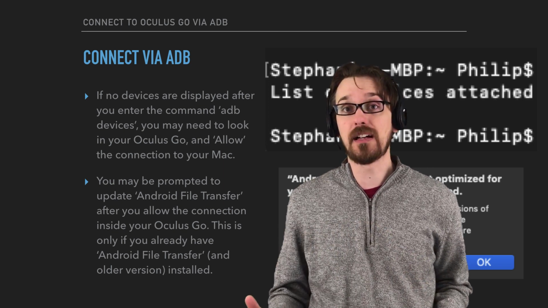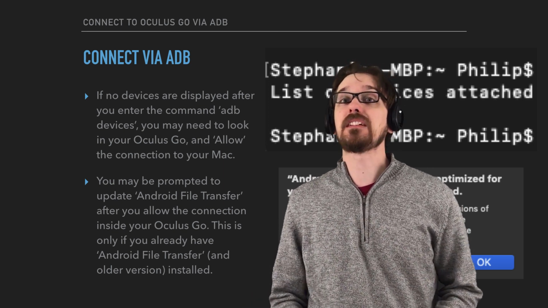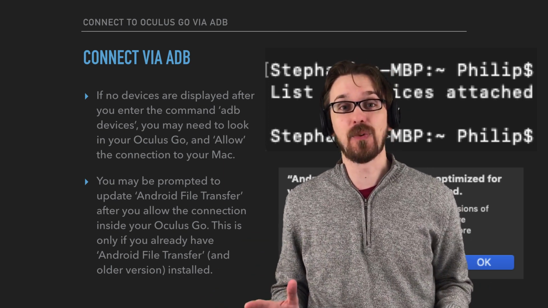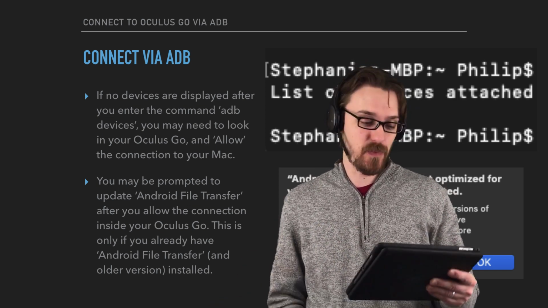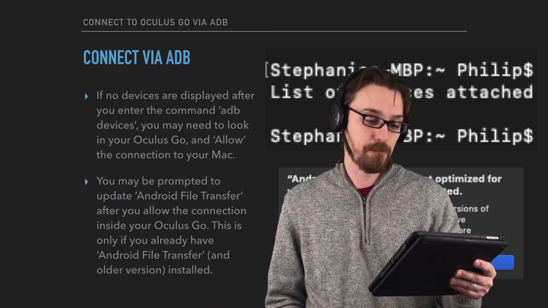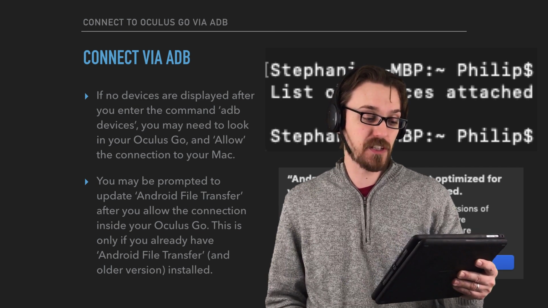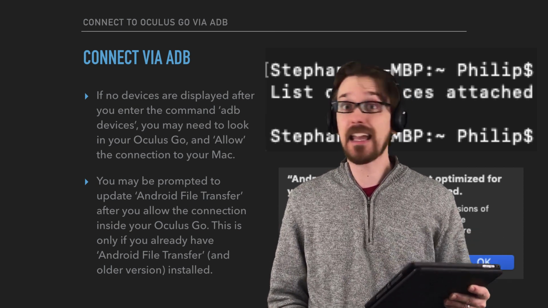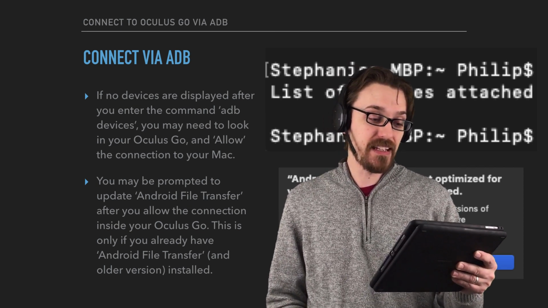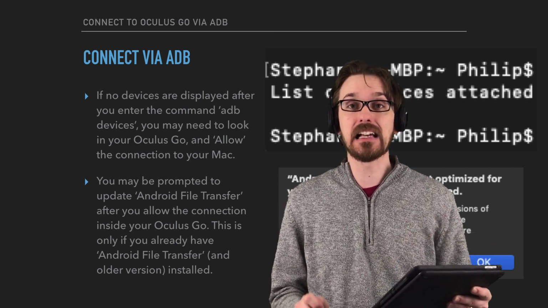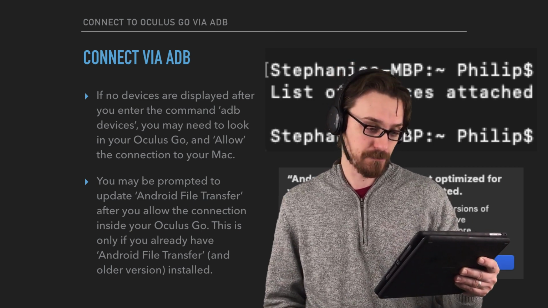And we should just be able to run ADB commands that we've seen videos for all over the internet now at this point for Windows. But now we should be able to do the same steps on the Mac. So again, if no devices are displayed after you enter the command adb devices, you may need to look in your Oculus Go and again allow the connection to your Mac.